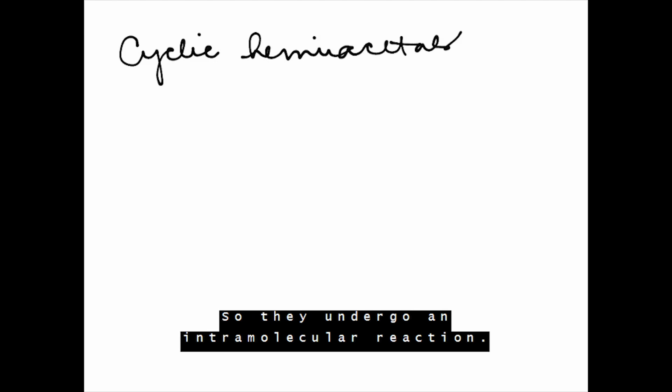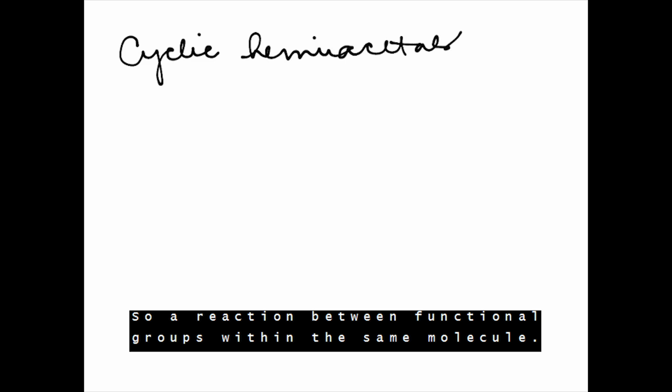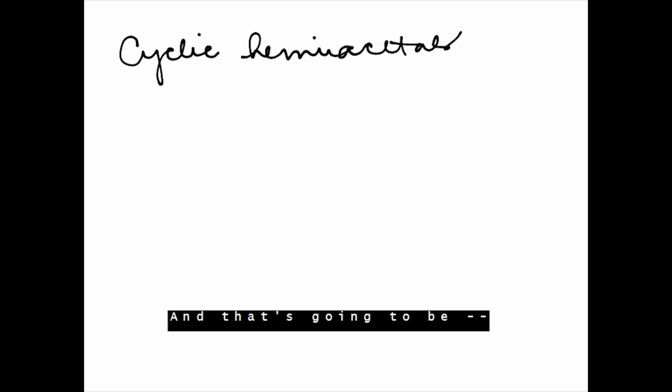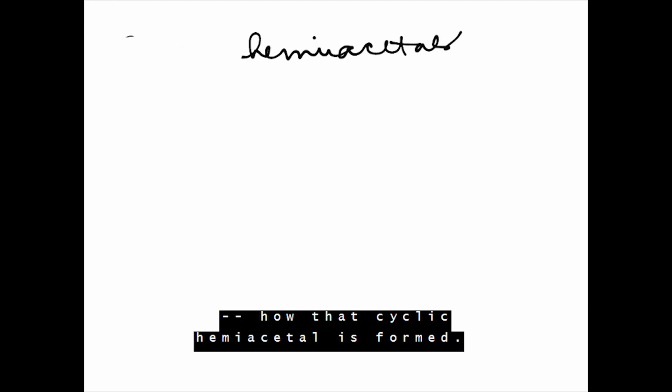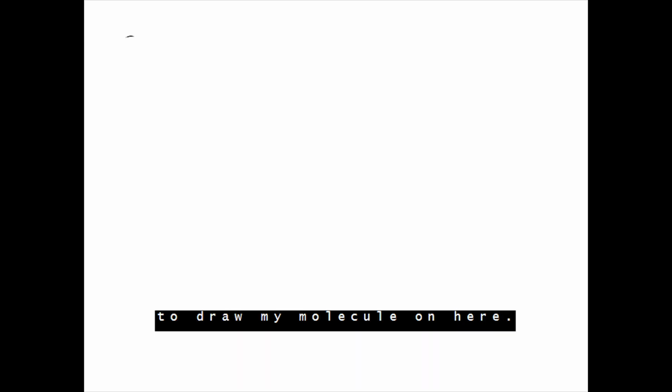So they undergo an intramolecular reaction, so a reaction between functional groups within the same molecule. And that's going to be how that cyclic hemiacetal is formed. And I'm going to need every last bit of room to draw my molecule on here.